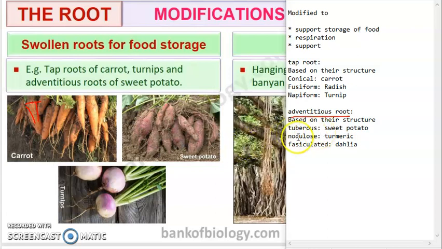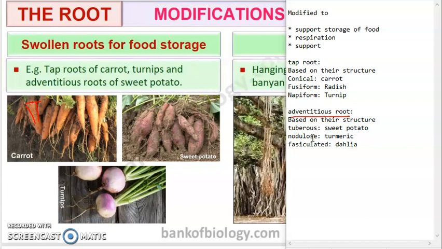Then comes the nodulose. Nodulose example is turmeric. In turmeric, we are able to find a slender root with swollen apex. It means that we know it has a rhizome, which is an underground stem. What we take as turmeric is the underground stem, and below that you will be able to find many hair-like structures growing. These are all roots of the turmeric.